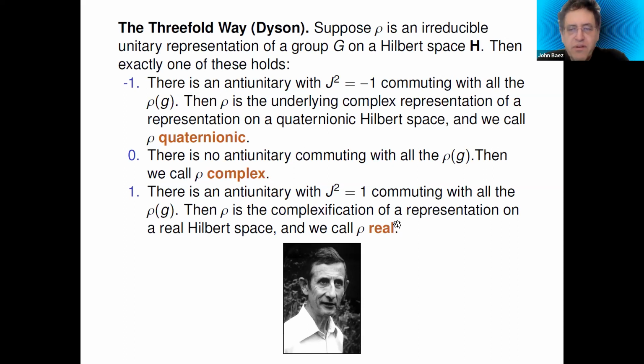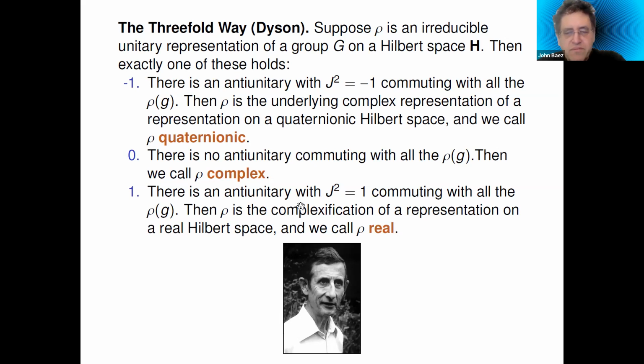So Dyson shows that if you have an irreducible unitary representation of a group on a Hilbert space, then there's a trichotomy: exactly one of these holds. Either there's an anti-unitary that squares to -1 that commutes with all the rho G, or there's an anti-unitary that squares to 1 commuting with all the rho G, or there's no anti-unitary commuting with all the rho G. If I didn't demand that this was an exclusive or, that would instantly follow from the stuff I've said, because we already know.